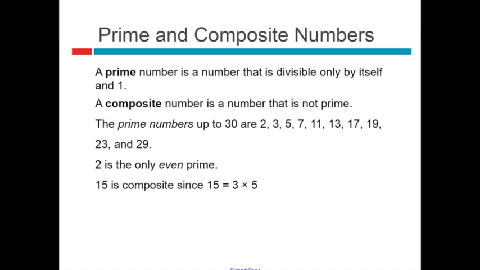So what does it mean for a number to be composite? It means that there is a factor that isn't just 1. So for example, 15 is composite because 3 is a factor of 15 and 5 is a factor of 15, and we can multiply 3 by 5 to get 15. So 15 won't be on the list of prime numbers.